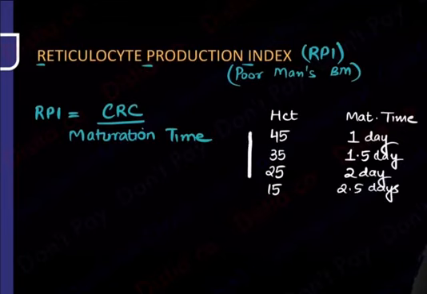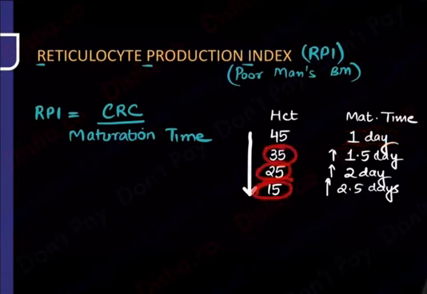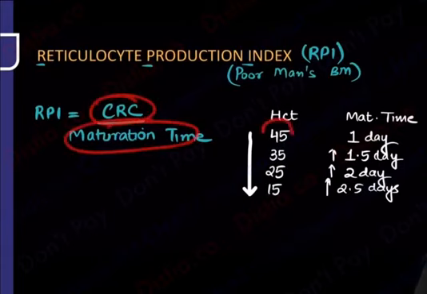So as your hematocrit goes down, you will realize that your maturation time goes half a day up. So repeating, all that you have to know is that when you have a normal hematocrit of 45%, your maturation time is going to be 1 day. And as your hematocrit decreases, your maturation time is going to increase. So they will give you some value of a corrected retic count, and you will have to divide it by the maturation time, but they will not give you the maturation time. Instead of that, they will give you some hematocrit value. That is how you are going to analyze.